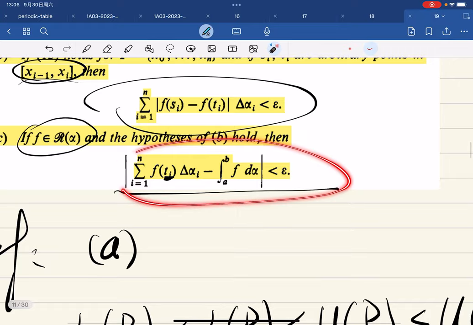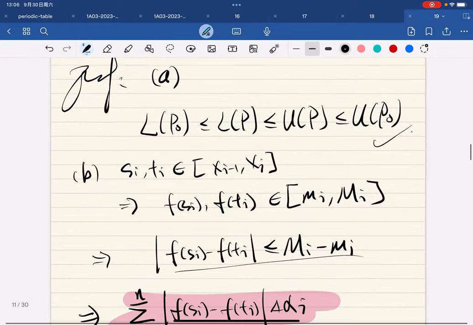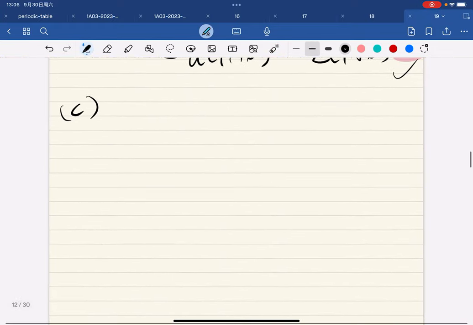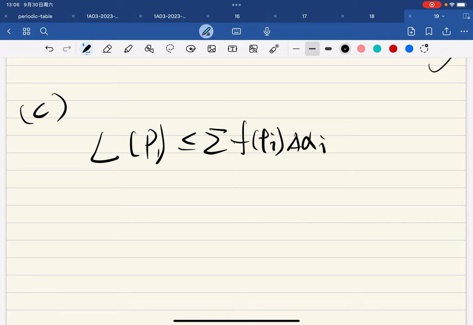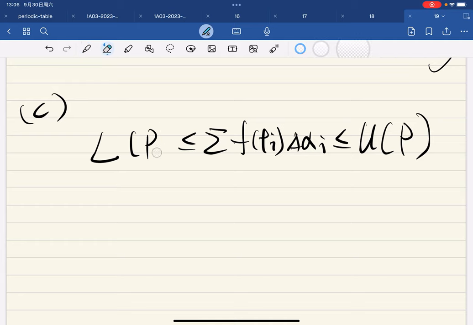It can get arbitrarily close to the integral. So this one's P, the sum of f of t_i delta alpha_i under P, right? For some partition P, right?